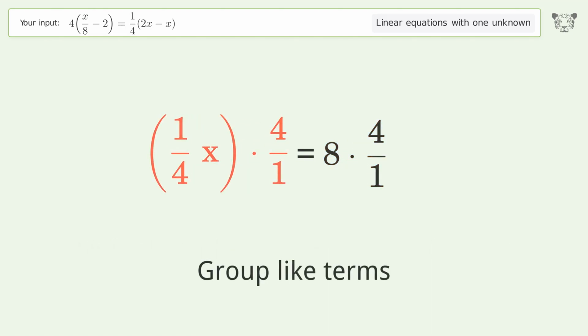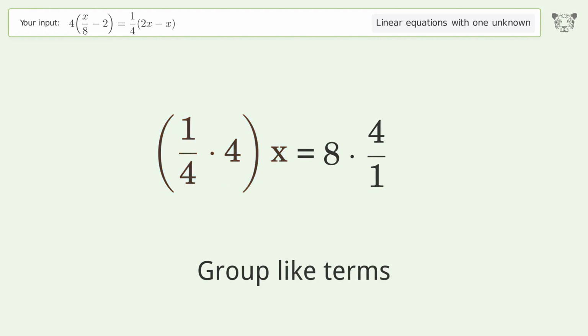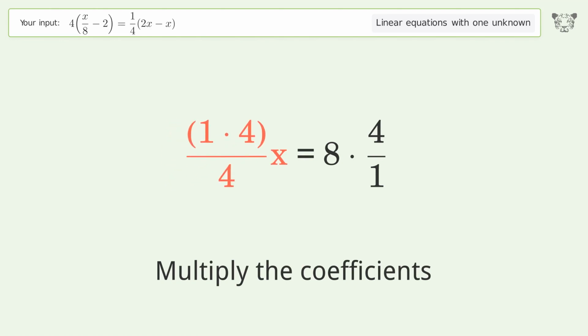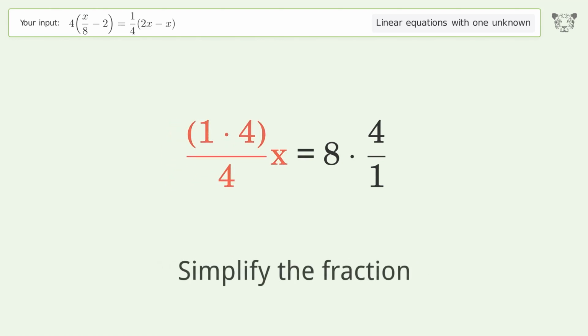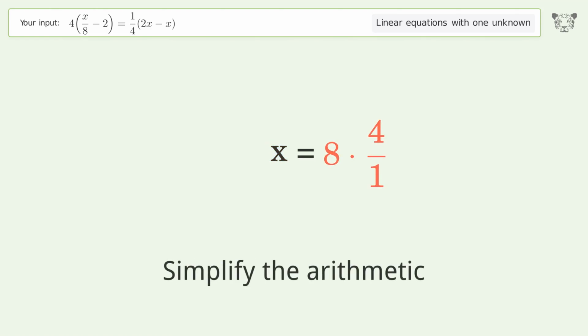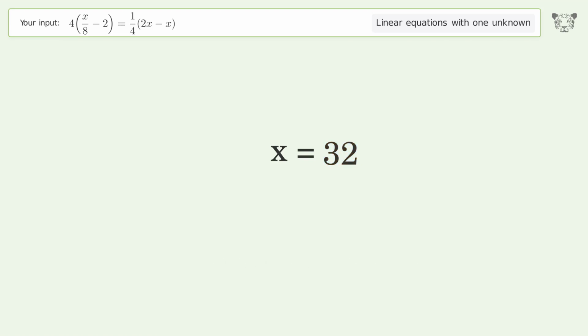Group like terms. Multiply the coefficients. Simplify the fraction. Simplify the arithmetic. And so the final result is x equals 32.